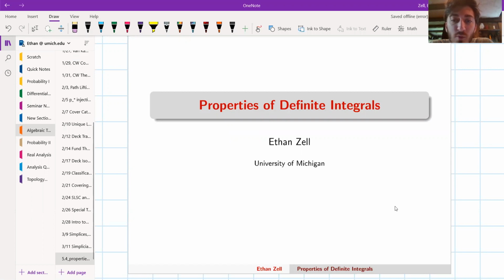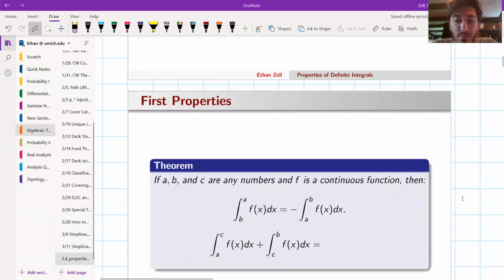But I will include some which won't be tested because there may be some people in this class who may go on to take Math 116. And I feel like it would be useful for them to at least be exposed to these properties. So let's take a look.